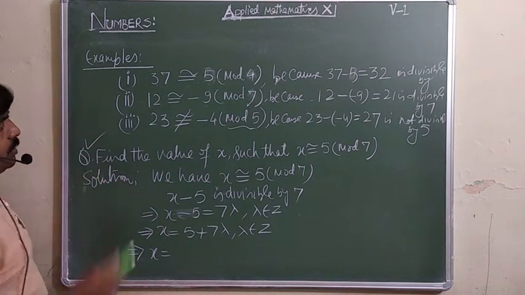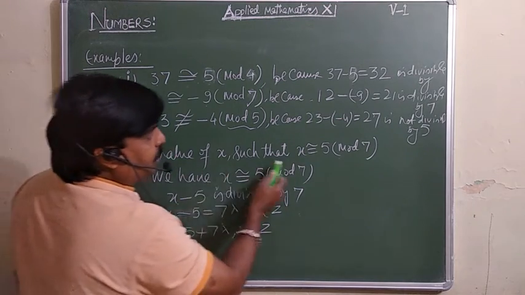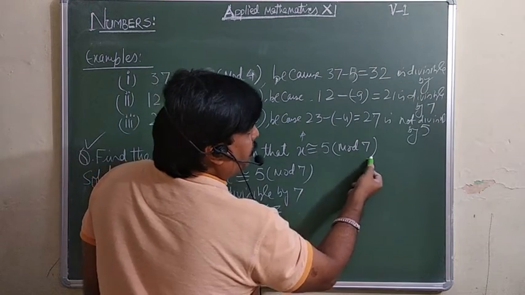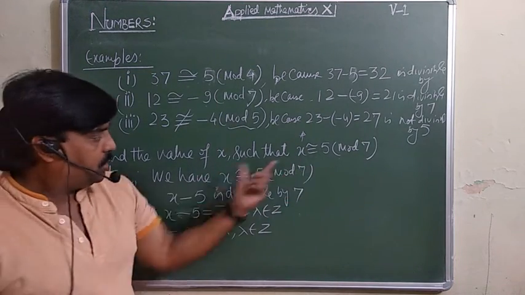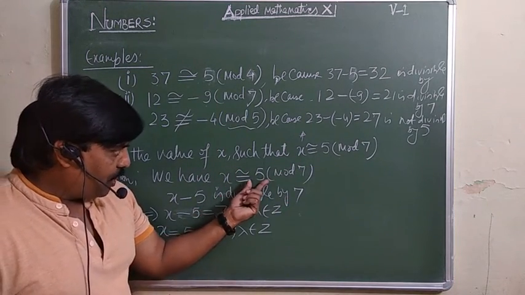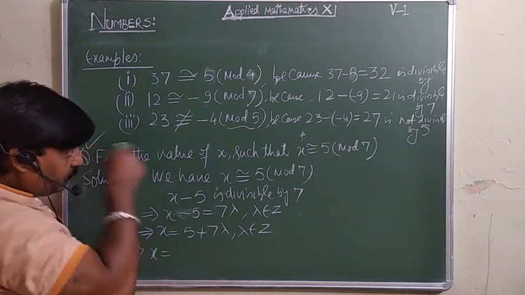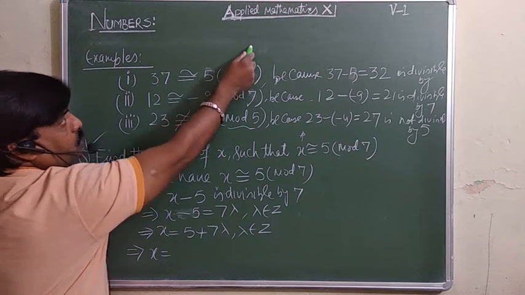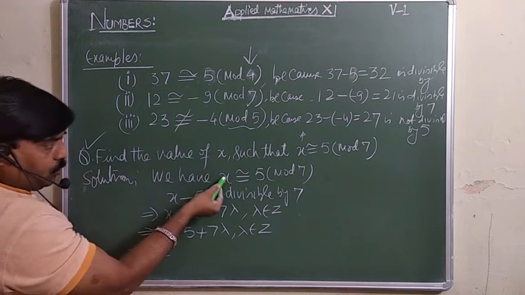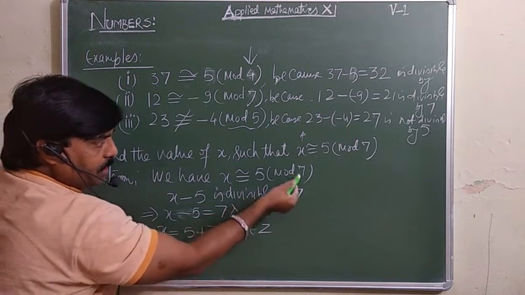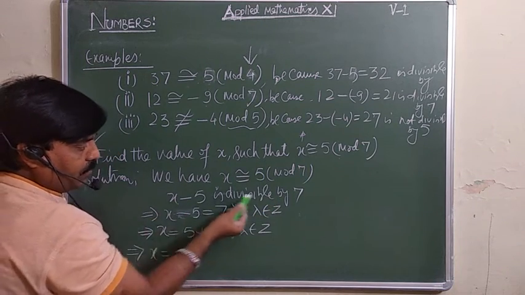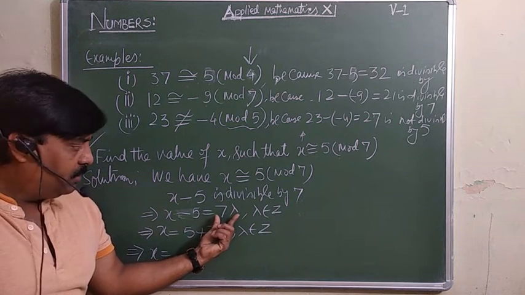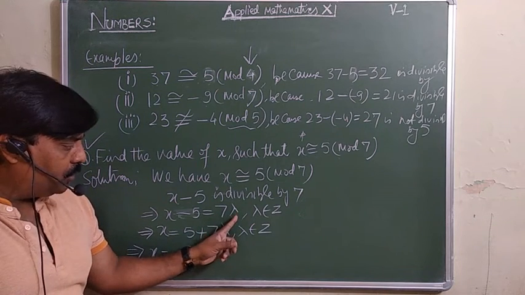Let's take one more question. We are supposed to find the value of x for which x is congruent to 5 modulo 7. It means x minus 5 must be divisible by 7, so x minus 5 should be a multiple of 7. For convenience, you can introduce lambda here.